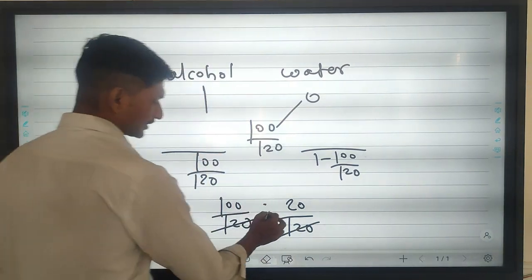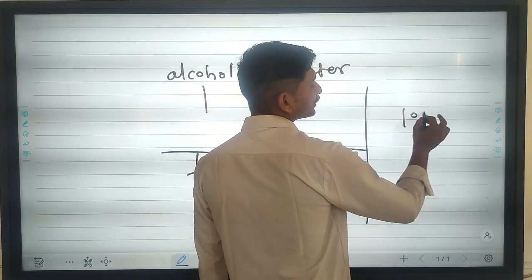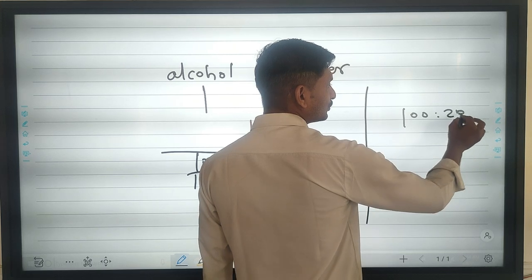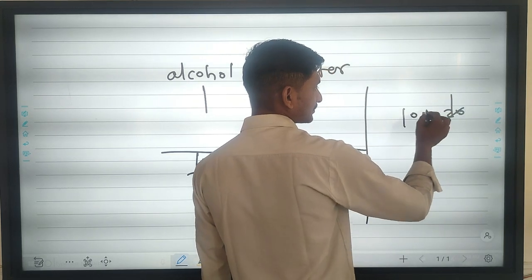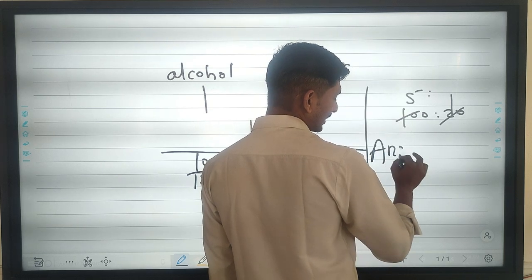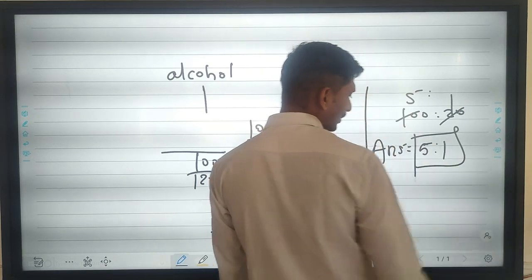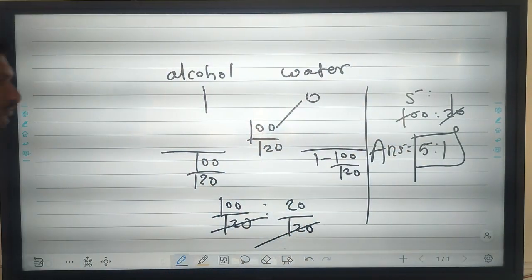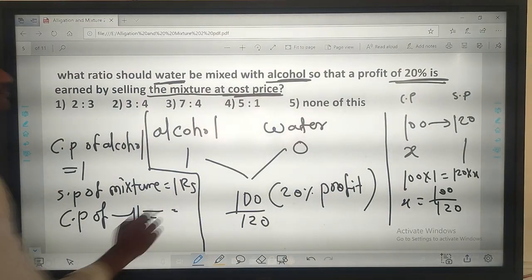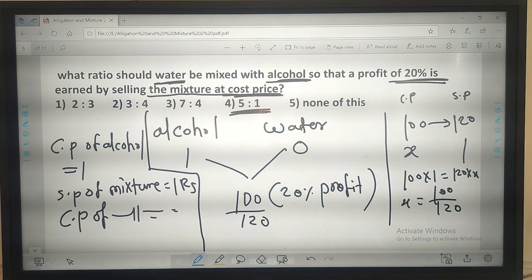The 120s get cancelled. Then your ratio is 100 to 20. Cancelling by 20, we get 5 to 1. This is your answer, 5 to 1.